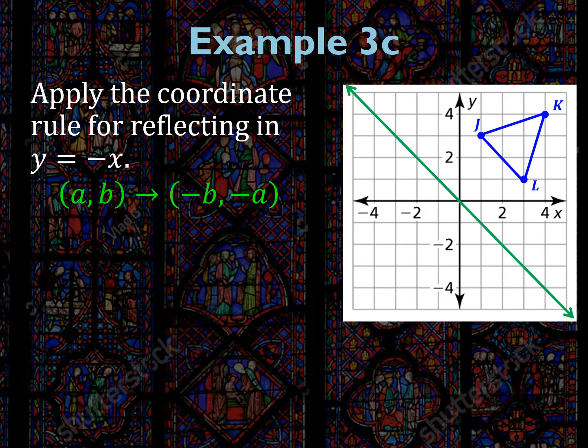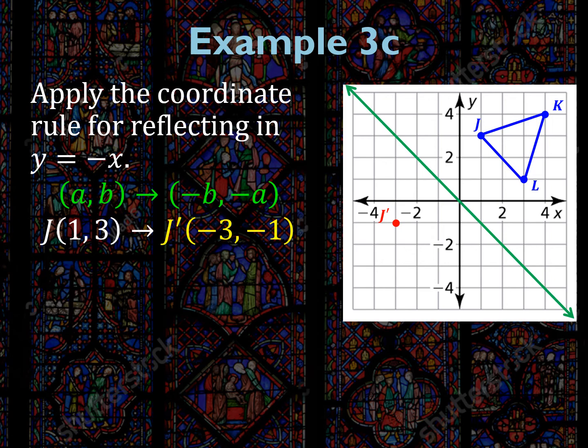So in this case, everything was positive. All the coordinates now will be negative. So let's start with point J. J was 1, 3. J prime is flipping the coordinates and then making them both negative: -3, -1. And you can see J prime is 2 diagonals away from the green line, just like point G, but in opposite directions.